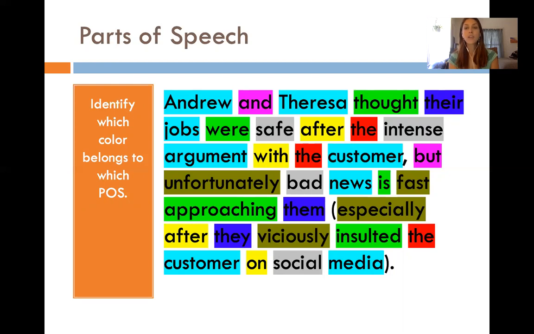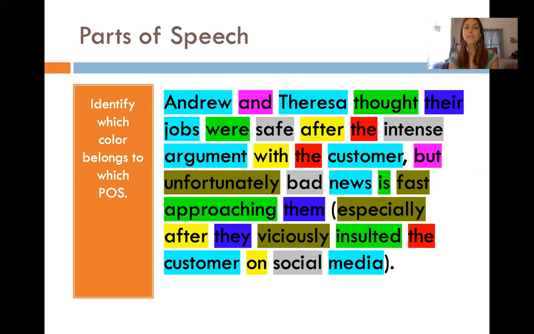So that means the other light blue words are also nouns. So we have Andrew, Teresa, jobs, argument, customer, news, customer, and media. Now, if you put social as a noun, that's okay because social media is kind of a noun together, but actually social can also be an adjective because it's describing the type of media. So if you're not positive with social, if you put social as a noun or an adjective, both of those are correct.